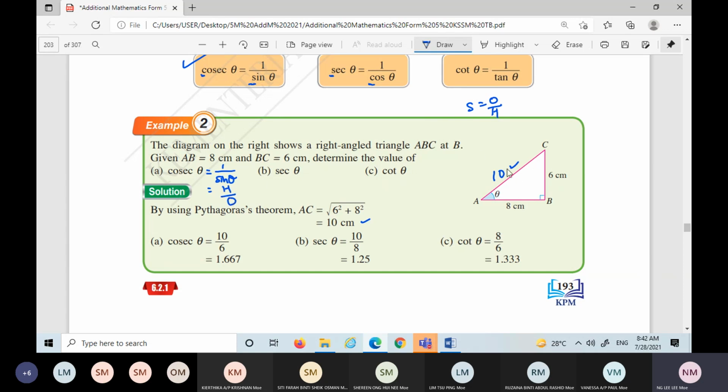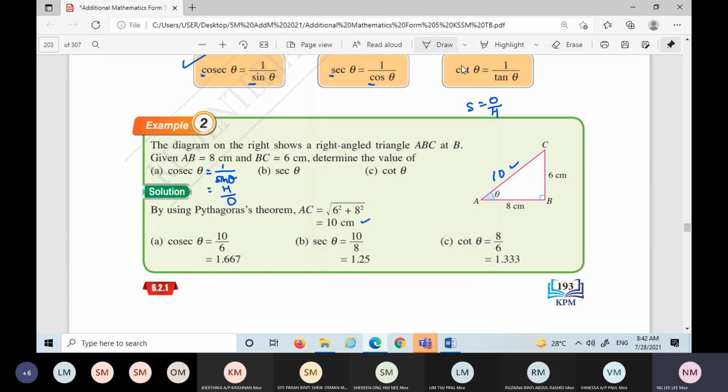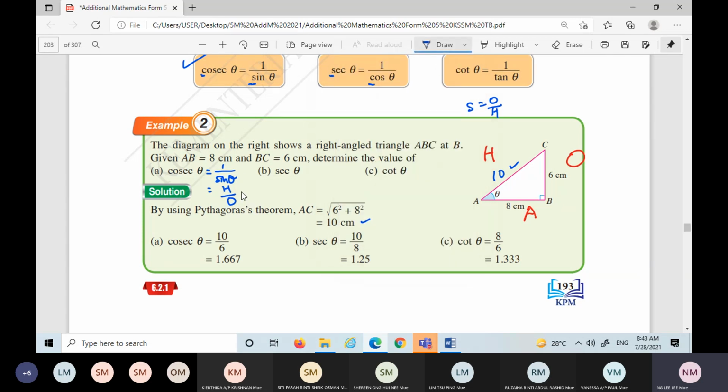Same thing. Before that, you have to know where is the A, where is the O, where is the H. The one opposite the angle is O. The one opposite the right angle is H. Then the remaining one is A. So the answer will be H over O.